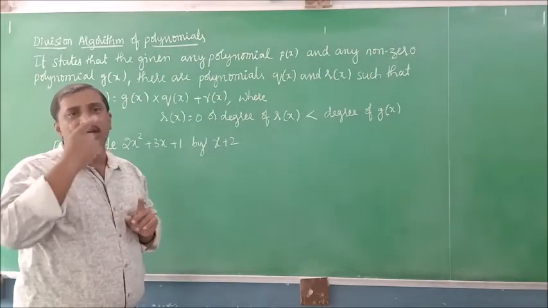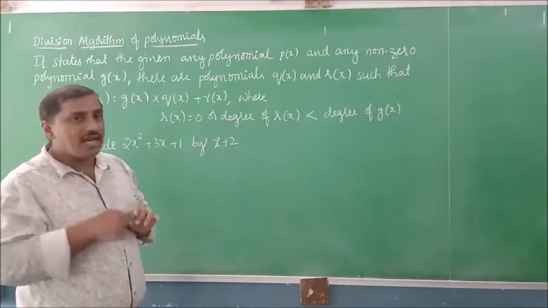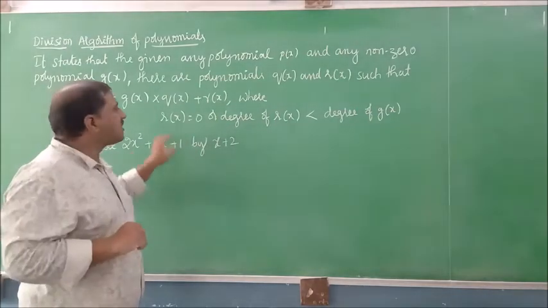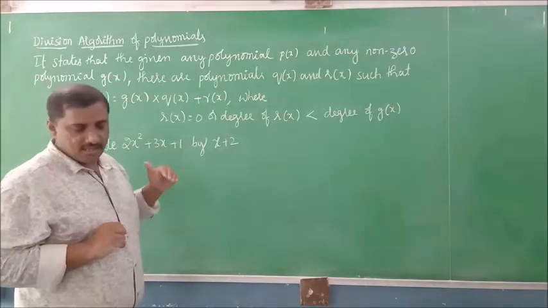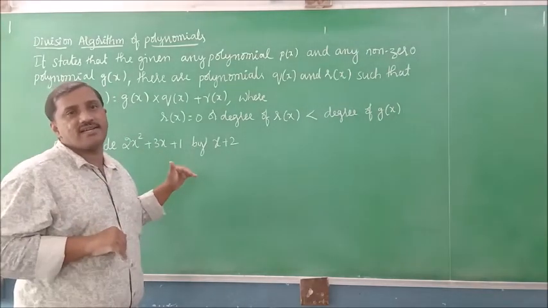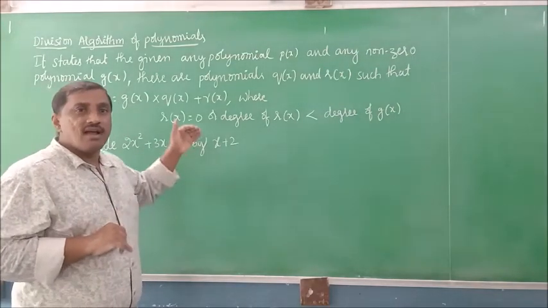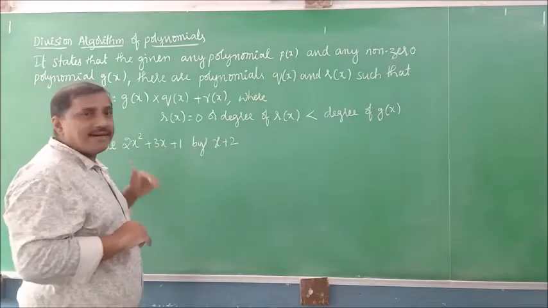It should not be more than the divisor, or it should not equal the divisor. So the remainder is always less than the divisor in the arithmetic we have studied.